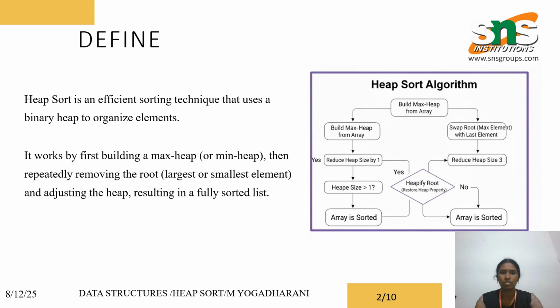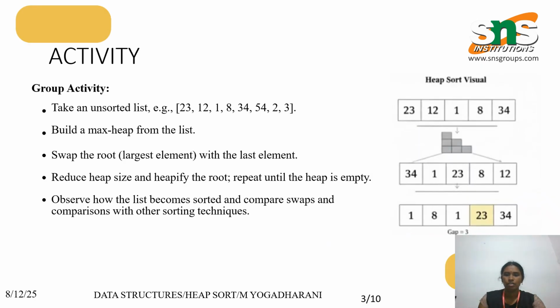So how does it work? I explain that with an example in activity one. Here is an unsorted list. Build a max heap. Max heap means that in the tree, the key with the highest value is placed at the parent node, and the remaining nodes must contain values lesser than the parent node itself.